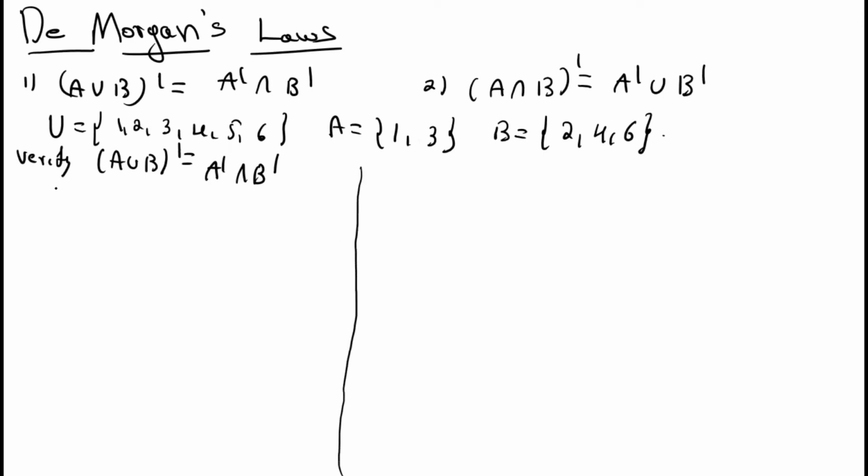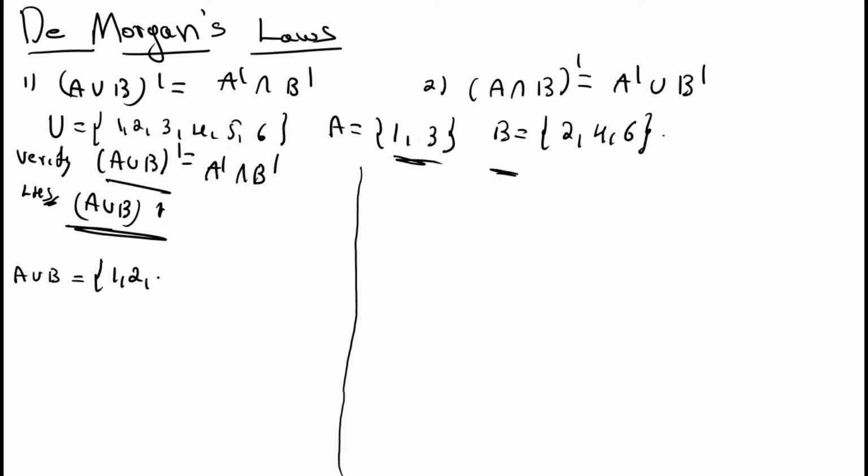Okay. To verify the question, first consider LHS. What is the LHS? (A union B) whole dash. Okay, how to calculate (A union B) whole dash? First you need to calculate A union B. What is A union B? Here A is there, here B is there. Combine. What will you get? {1, 2, 3, 4, 6}.